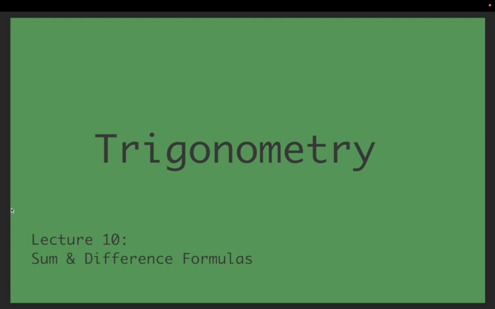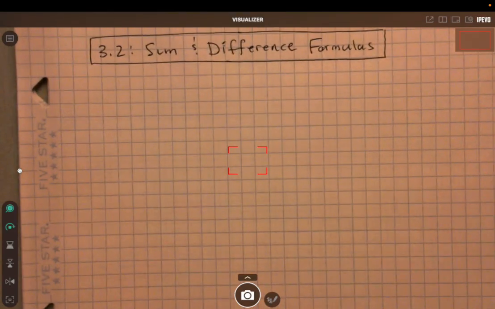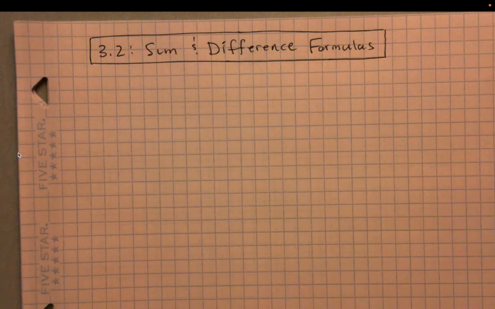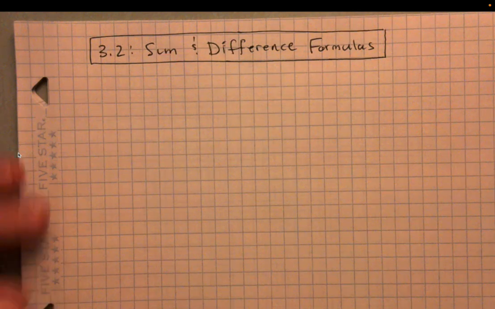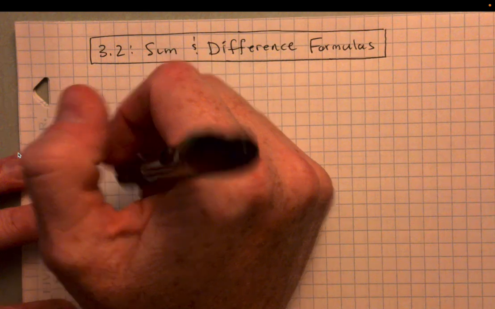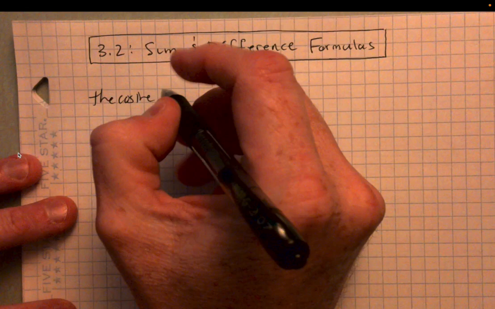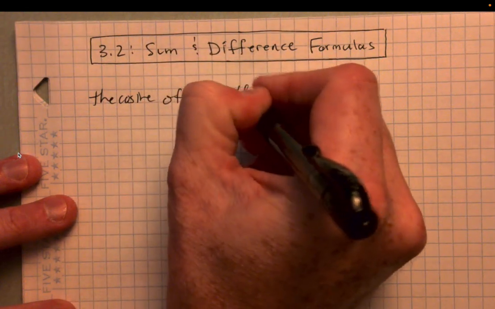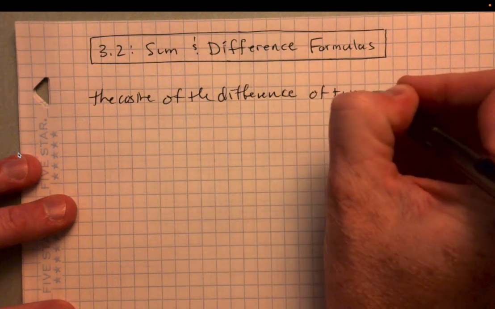And so we're going to start with some of the most useful trigonometric identities, and those are the sum and difference formulas. So let's go ahead and jump into it. And we'll call this section 3.2, sum and difference formulas. Okay, and so I'm going to start by just telling you one of the examples of the sum and difference formulas, and then we'll talk about how to derive it, where it comes from. So the cosine was the one we're going to look at. The cosine of the difference of two angles is the one we'll look at.